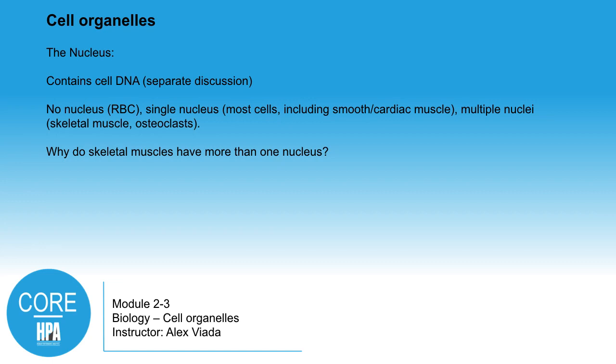Most cells, now the red blood cell, again, just as the redheaded stepchild of the body, has no nucleus either. Most cells, including smooth and cardiac muscle, have one nucleus. Skeletal muscle and osteoclasts are very weird cells, by the way. Skeletal muscle has multiple nuclei. Now, why do skeletal muscles have more than one?